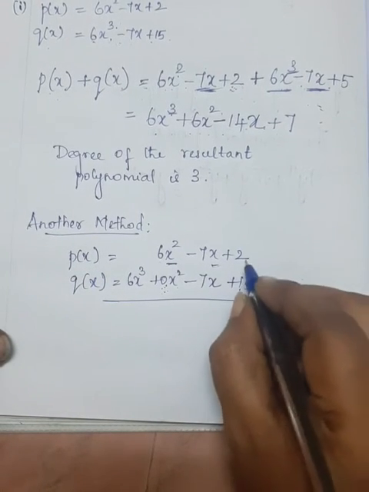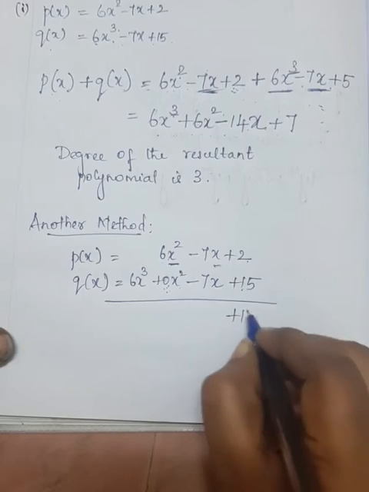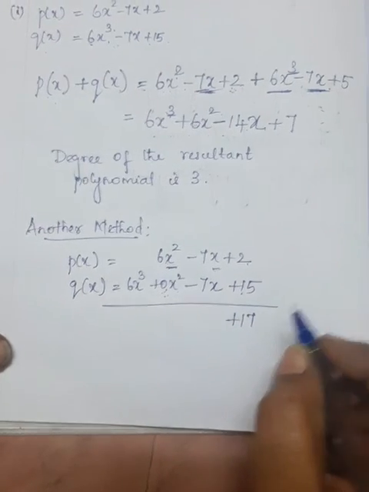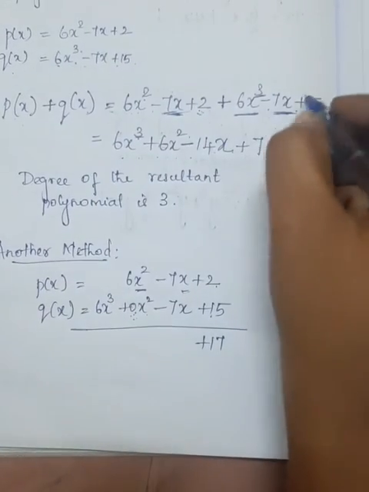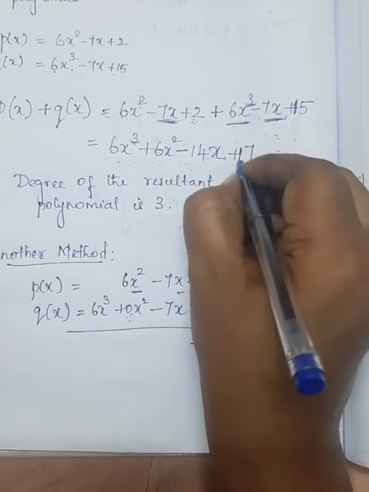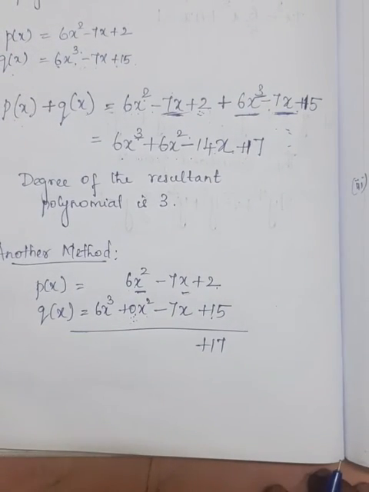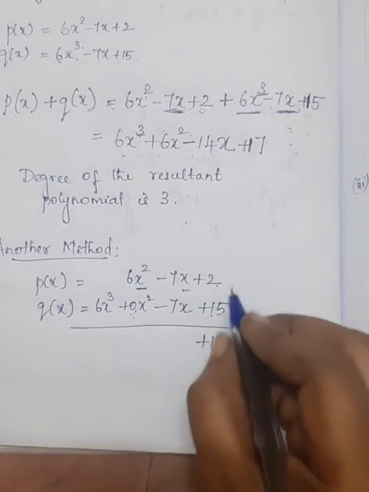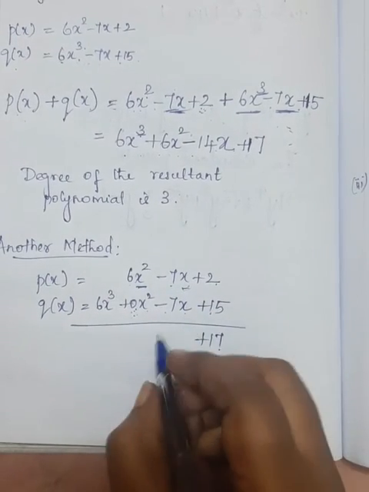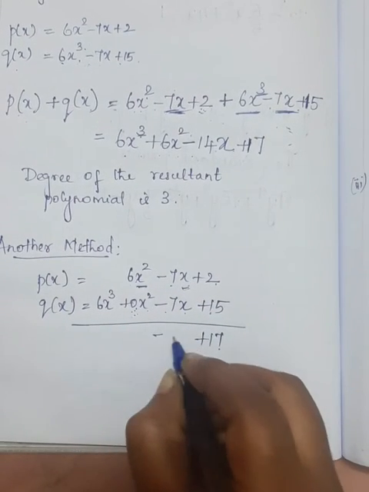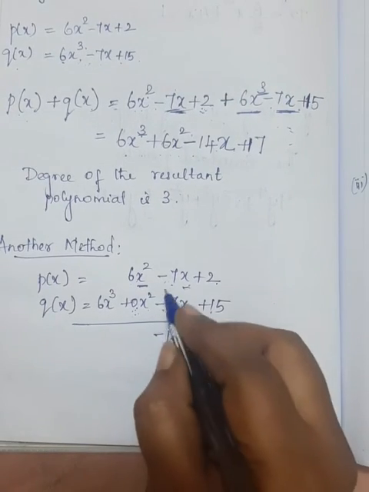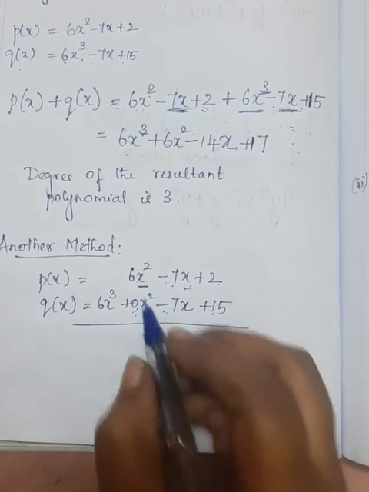Start from the constant. 2 plus 15 is plus 17. Sorry, it is 15, but where I have written 5 here. So it is 15. The answer is 17 here. Okay, children? So now, when you add 2 plus 15, it is 17. Minus 7x minus 7x is minus 14x. Same sign, add and put the same sign.